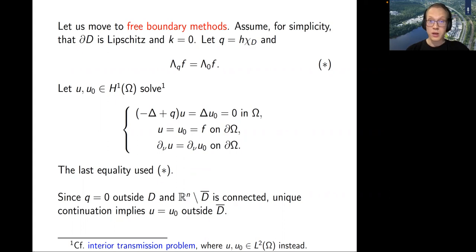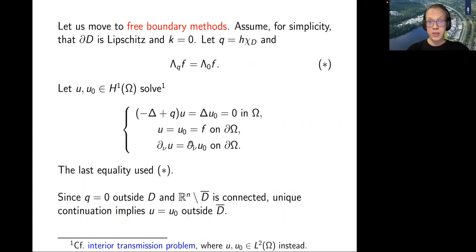Okay. And now, because this potential Q vanishes outside of the obstacle and the complement of the obstacle is connected, unique continuation is going to imply... So these two equations will be just the Laplace equation outside of D, and they have the same Cauchy data. So unique continuation implies that U is equal to U naught outside of D.